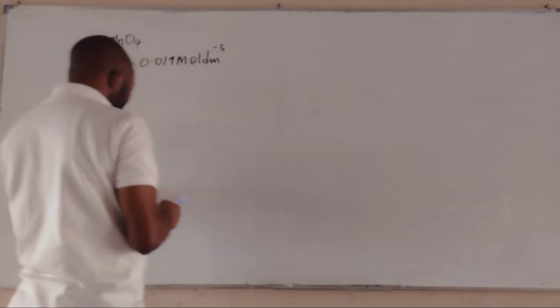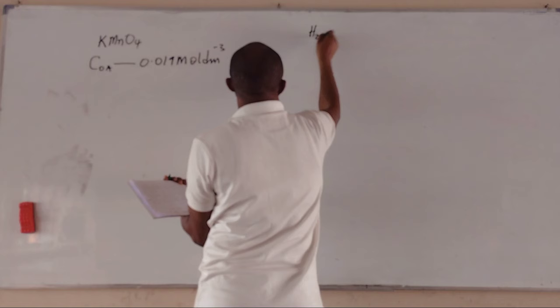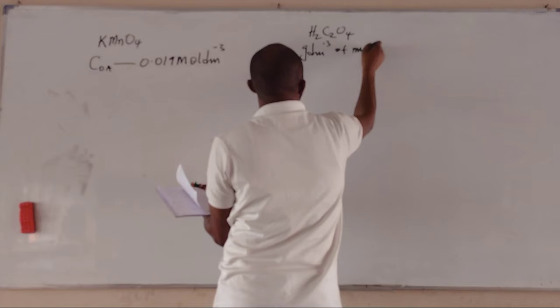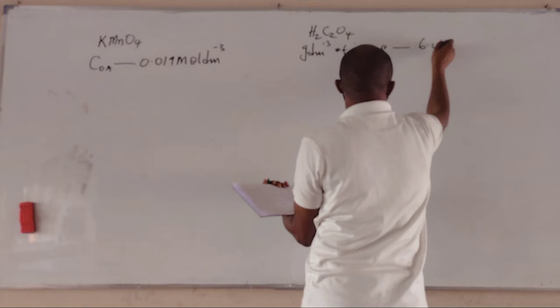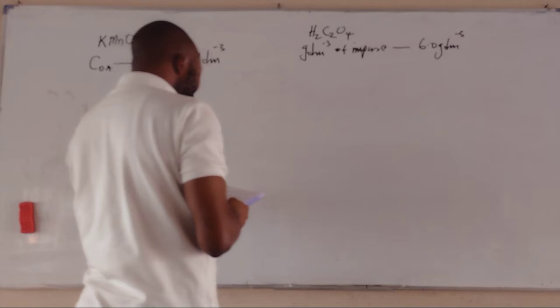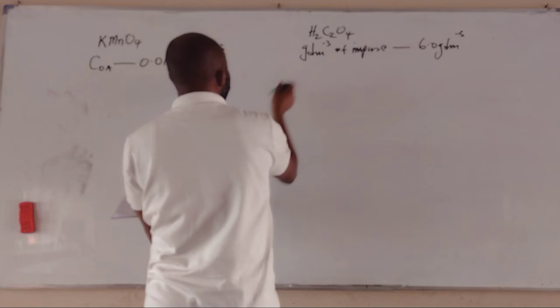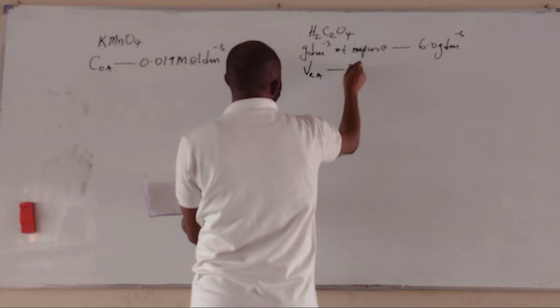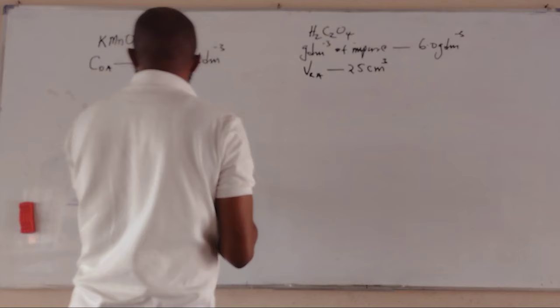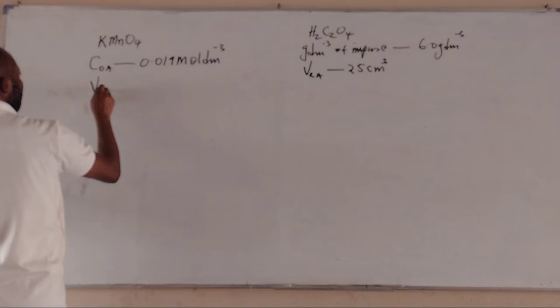So we have our H2C2O4. The 6.0 g per dm cube of impure ethanedioic acid solution. 25 cm cube of ethanedioic acid, which is the volume of the reducing agent, reacts with 23.5 cm cube, the volume of the oxidizing agent.